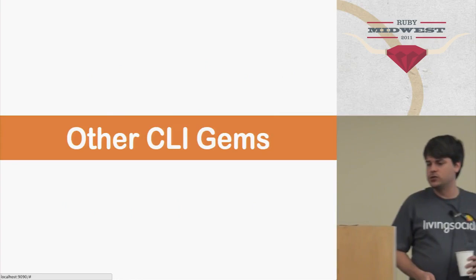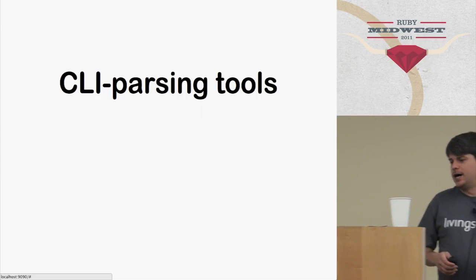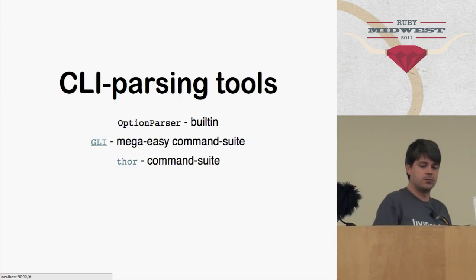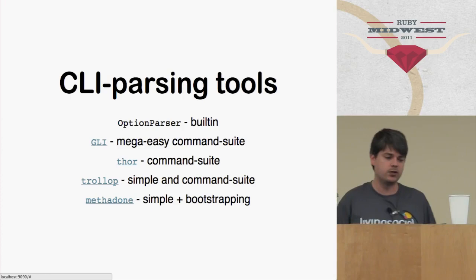So there's a ton of other CLI gems. I'm going to go through them really quickly here, aka command line app safari. So for parsing, we saw option parser, we saw GLI. There's Thor, which is very popular, which is a similar thing to GLI. Trollop, which is used by Cucumber, does both kind of apps, which is pretty cool. Methadone, which is something I wrote, lets you write simple apps and also has support for testing and bootstrapping.